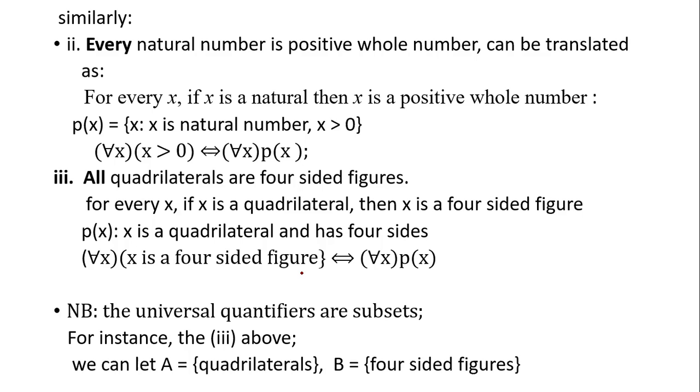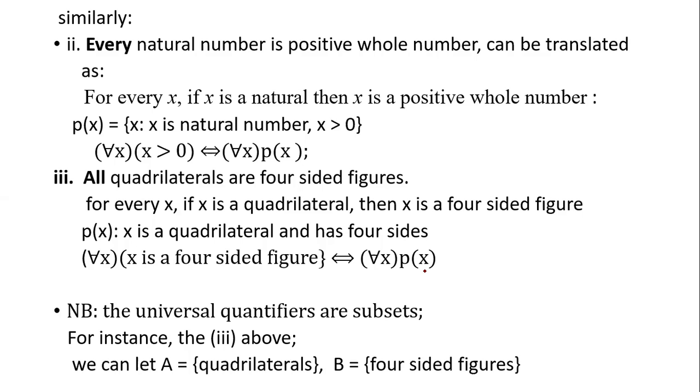And what is x? x is a quadrilateral. So every quadrilateral has four sides, which is equivalent to for all x, P of x. So we call this symbol what? Universal quantifier. Therefore, with all, we are considering all the elements, the data, or the universal set. We are taking all of them.